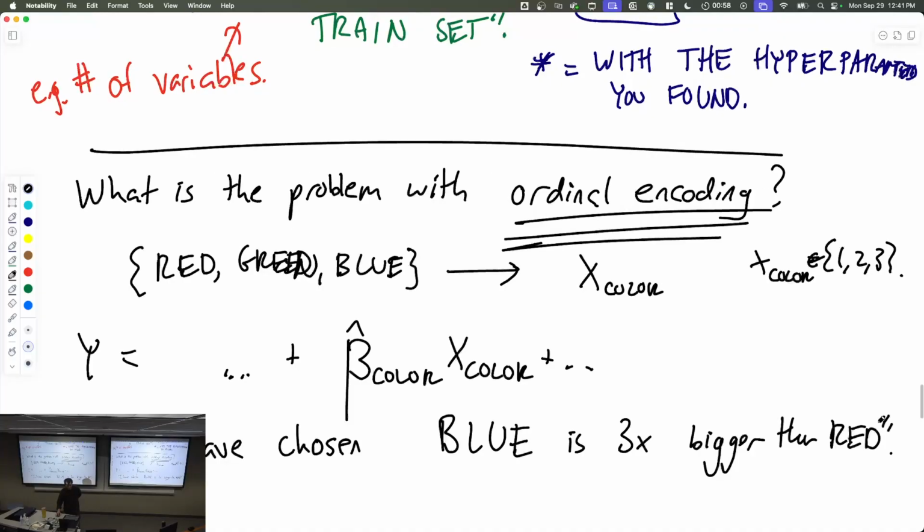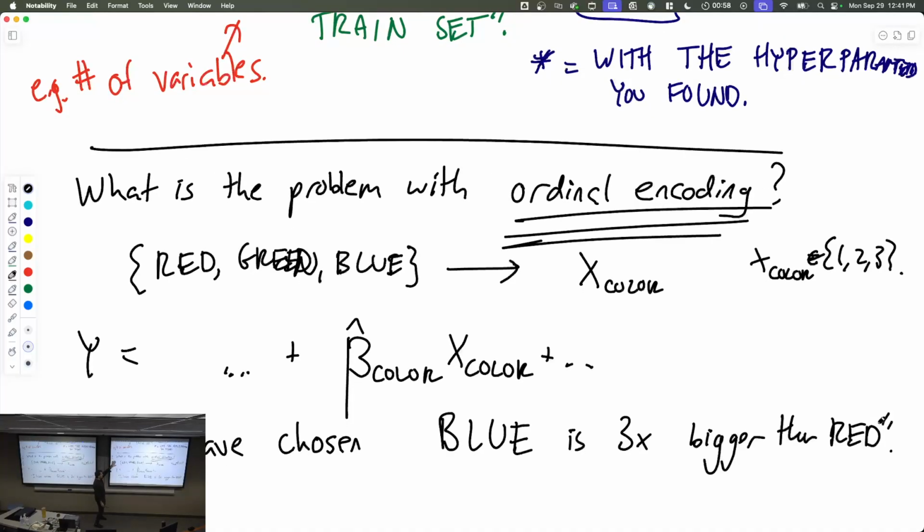Okay? So when you do ordinal encoding on things that are not in order, you have this big problem, and it's really going to screw up your use of this data. So be very, very, very careful with ordinal encoding. Let me give a very specific example.